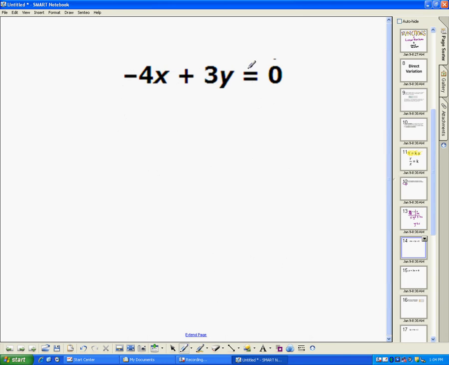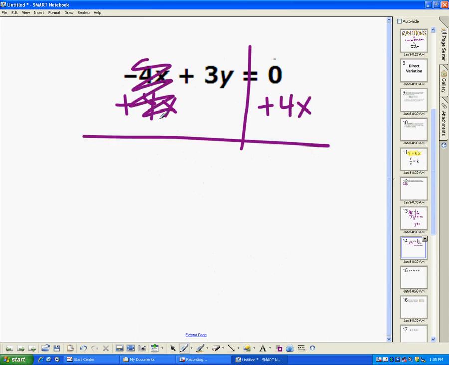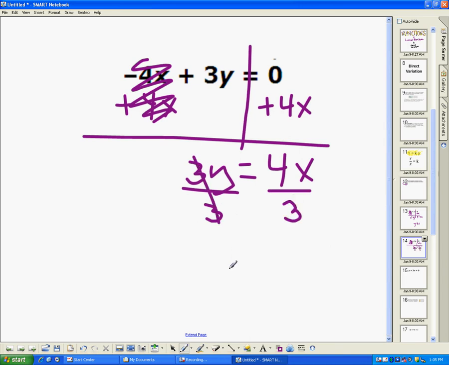This example here, same thing. It's not written as y equals kx, so we're going to do a little bit of flip-flopping. And so we're going to add 4x to both sides. And when we get that, these cancel out, leaving us with 3y is equal to 4x. And so now I'm going to divide both sides by 3. And I am left with y is equal to 4/3 x. And this is an example of direct variation because our constant is 4/3. So every x is being multiplied by 4/3.